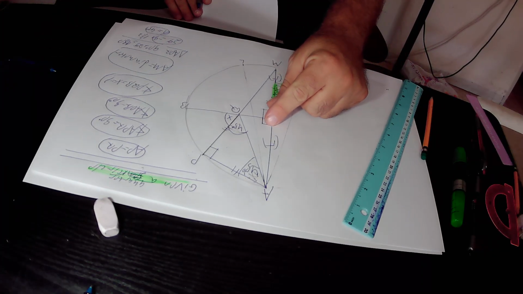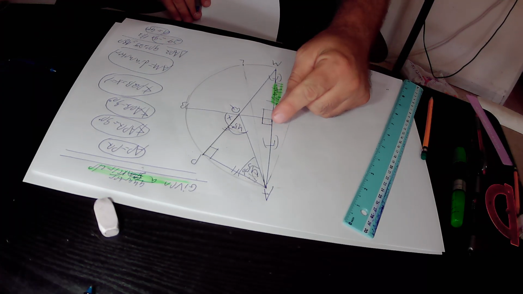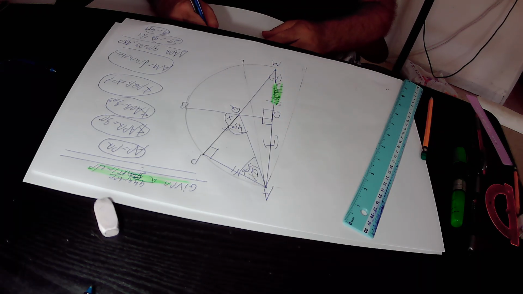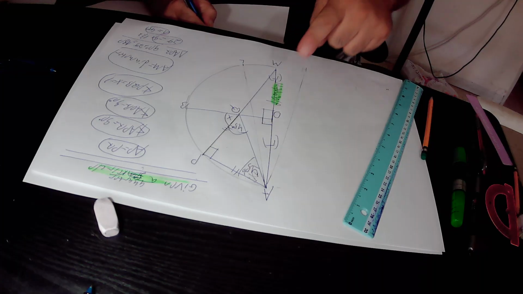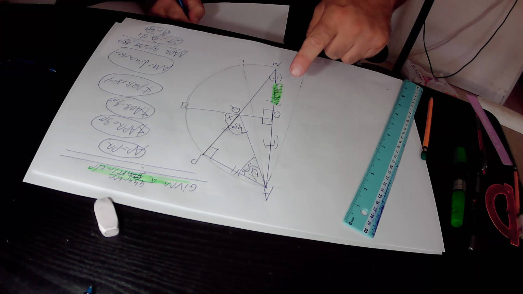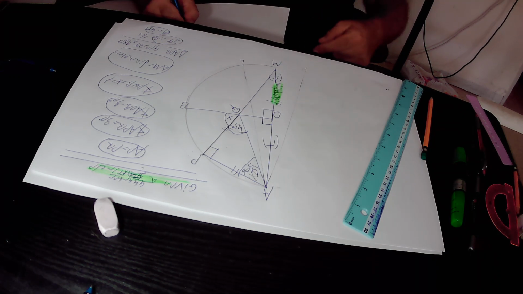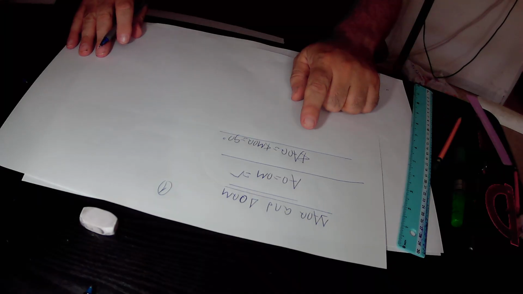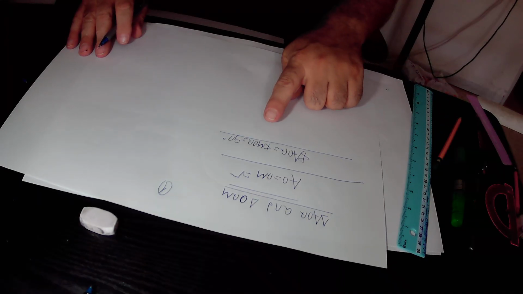those two angles are both equal to 90 degrees and therefore they are equal to each other. So angle AOQ in the right triangle AOQ is equal to angle MOQ in the right triangle QOM. They are both equal to 90 degrees and therefore they are equal to each other.